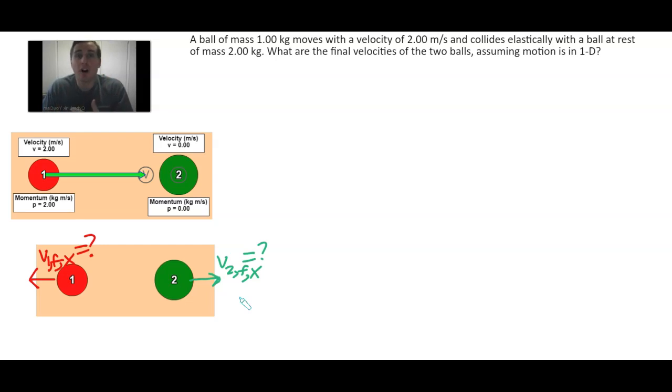And there's one other conservation principle we will use since the collision is perfectly elastic. And that's the conservation of energy, and namely the conservation of kinetic energy. So what we will write here is the conservation of linear momentum and the conservation of energy, and we'll write equations for each of those.